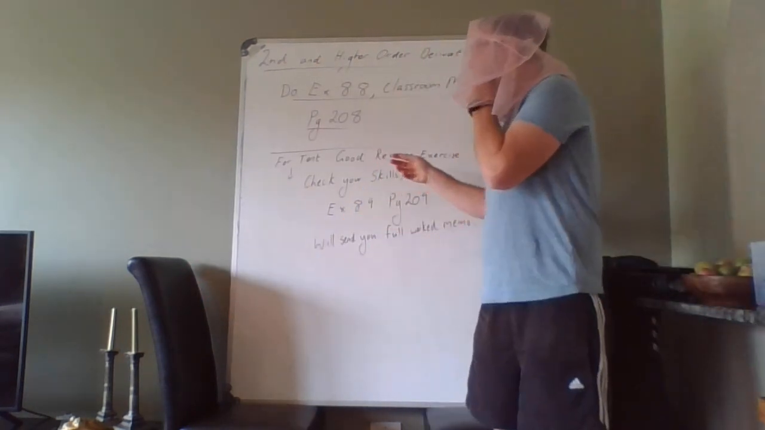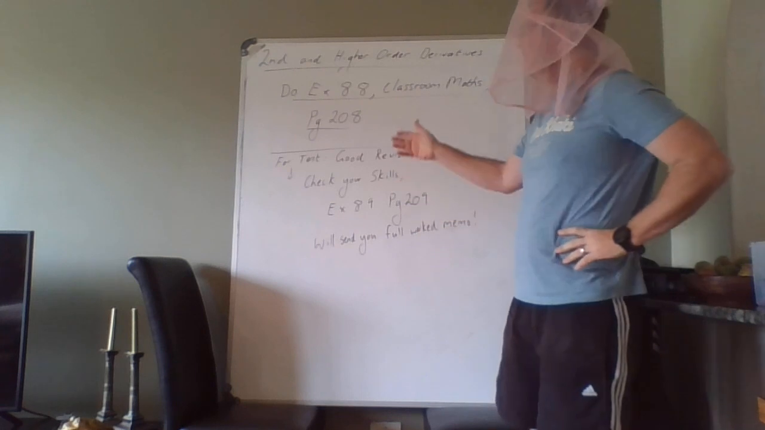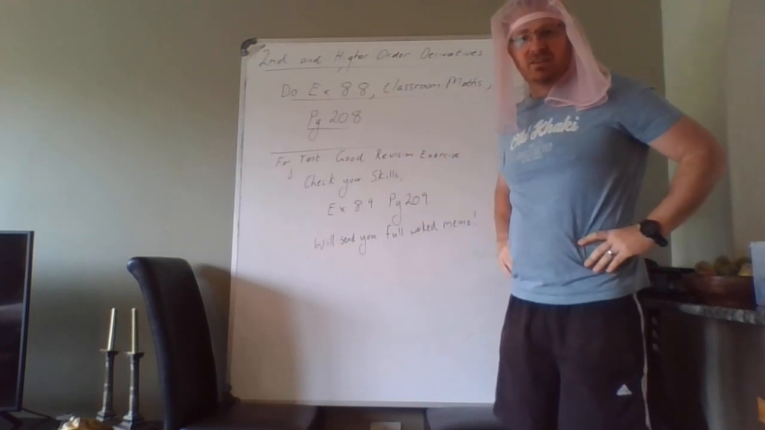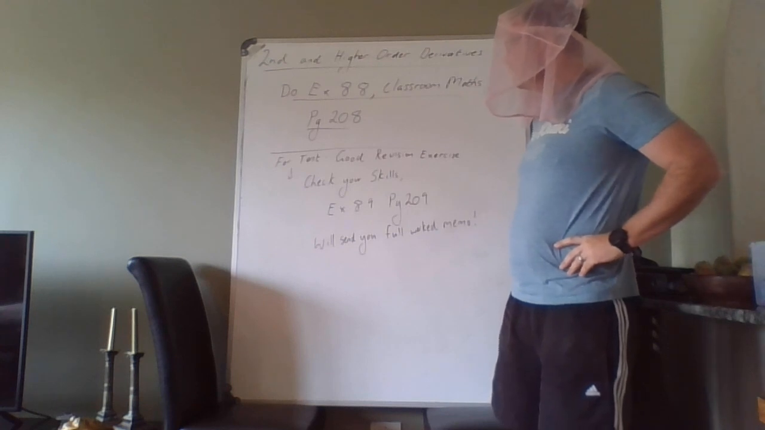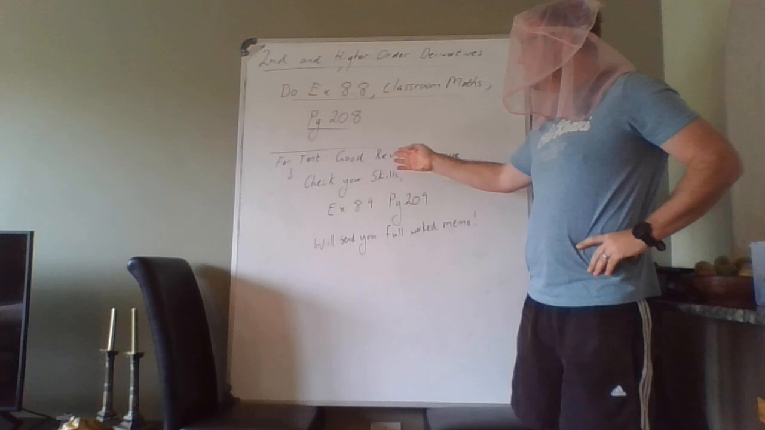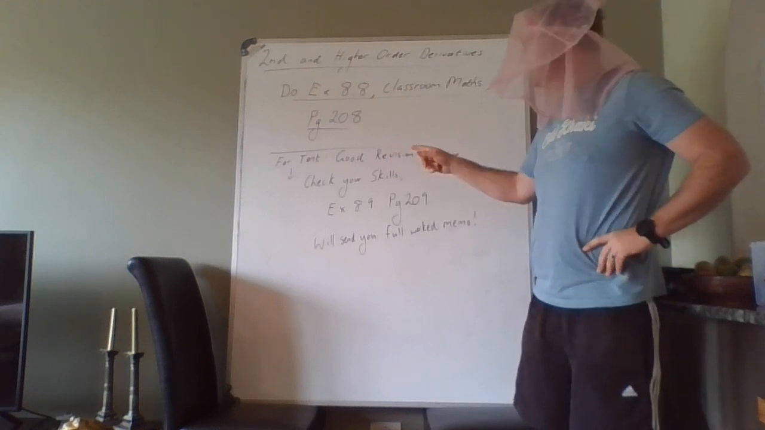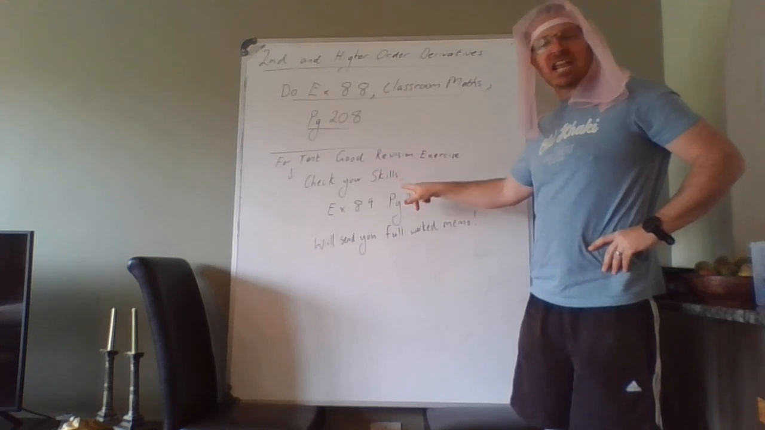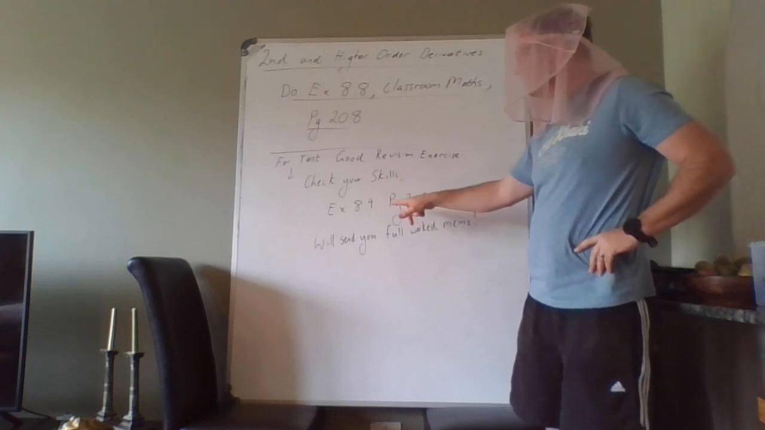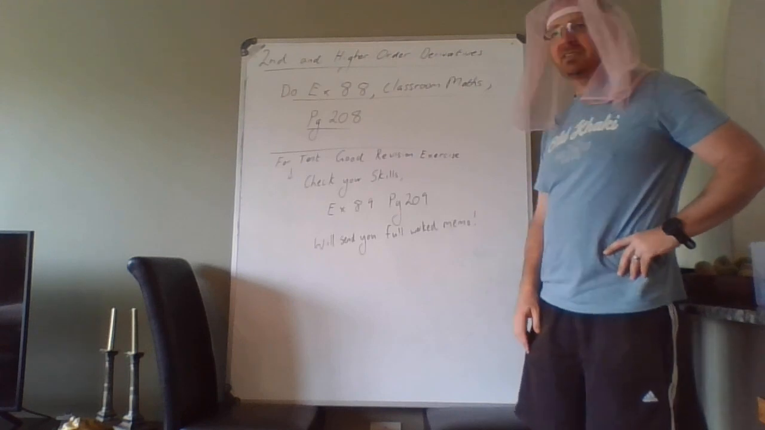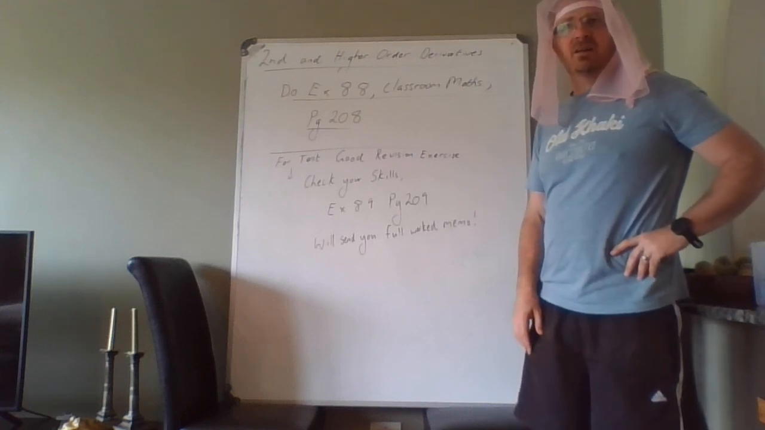So, all that is left to do for today's lesson is exercise 8.8 from your classroom maths notes, on page 208. And then for your test next week, I think it's on the 7th, your last test. Remember, there's always one that you can leave out of your term mark. A good revision exercise is the Check Your Skills from classroom maths, exercise 8.9, page 209, and I will send you a full worked memo.